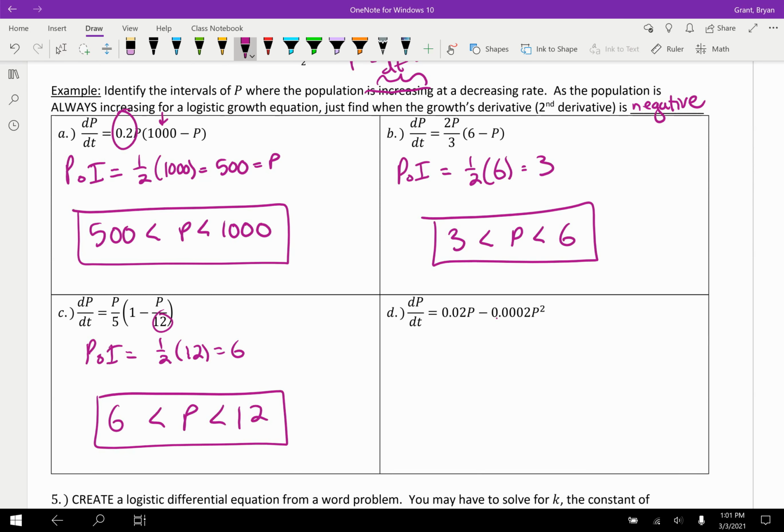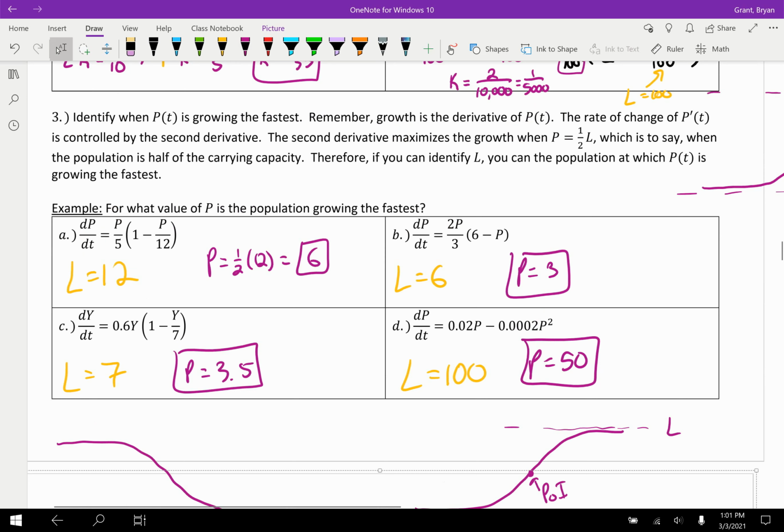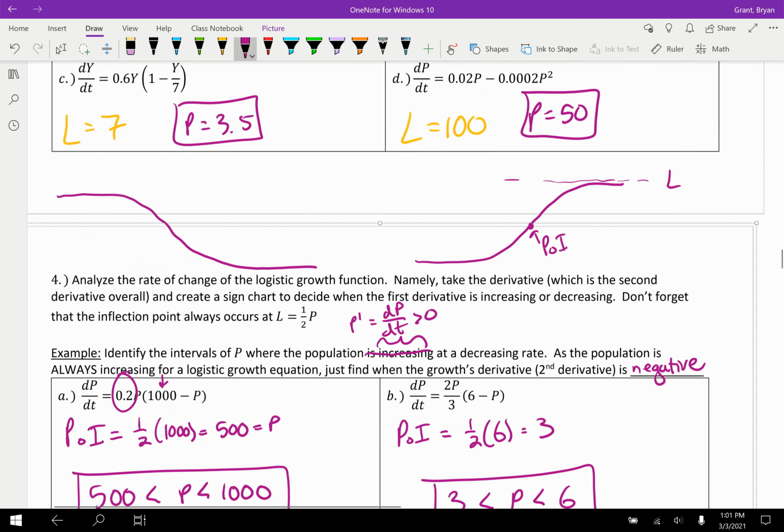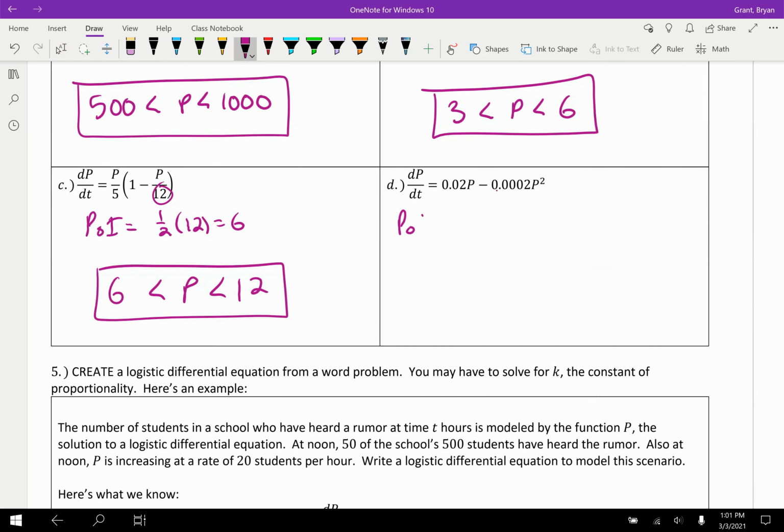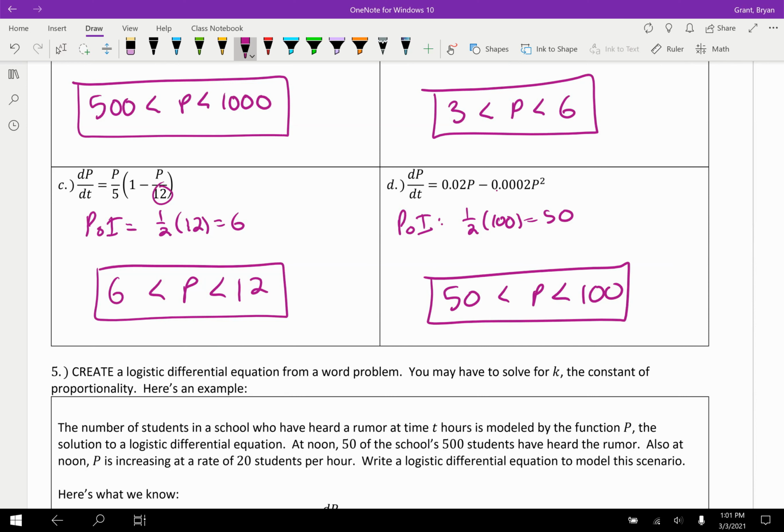One more. We saw this one earlier. I'm just going to cheat and peek back here. The carrying capacity is 100, right? So our point of inflection is half of 100, which is 50. And so from 50 to 100, we are increasing at a decreasing rate.